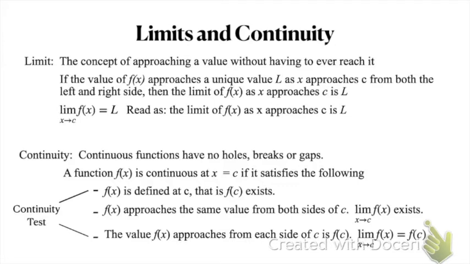The limit. This is a concept of approaching a value without ever having to reach it. If the value of f of x approaches a unique value L as x approaches some c value from both sides, then the limit of f of x as x approaches c is L. We will demonstrate this on the next slide. And we write this as limit of f of x as x approaches c equals L. And that is how we read it: the limit of f of x as x approaches c is L.